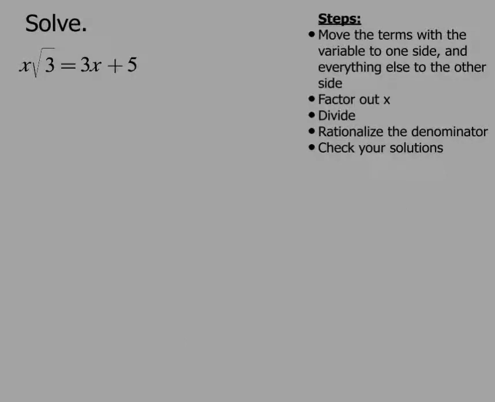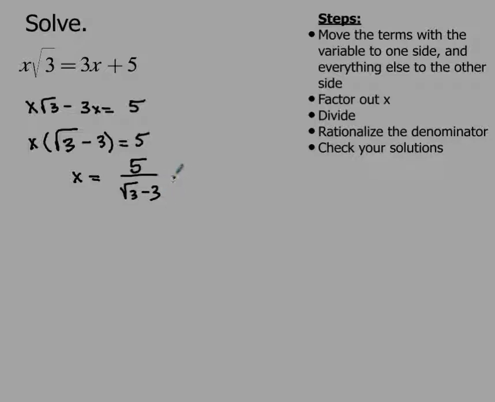All right, so here's example 2. Check this out. There's 3x on the right-hand side. We're going to get that over to the left. So I'm going to have x square root of 3 minus 3x equals just plain old 5. Next, I'm going to factor out the x. X times the quantity square root of 3 minus 3, all of that still equal to 5. Then I'm going to divide both sides by square root of 3 minus 3. So that'll end up giving me x equals 5 over square root of 3 minus 3.